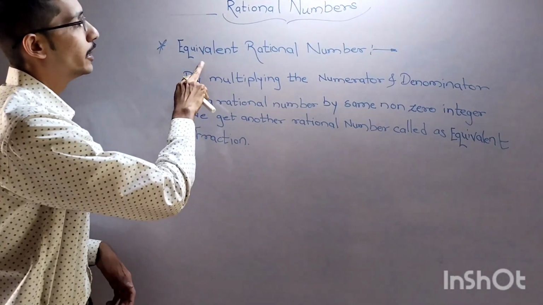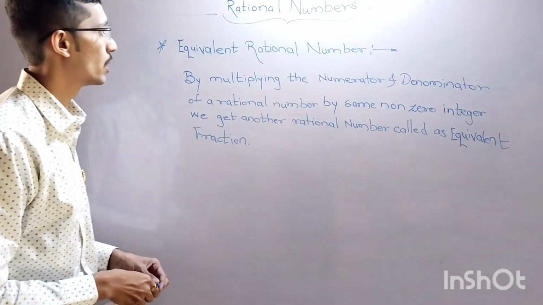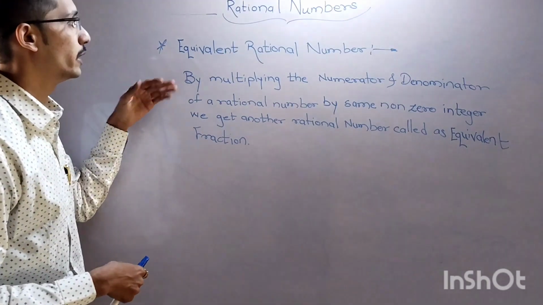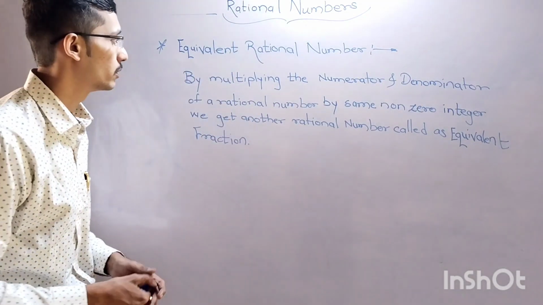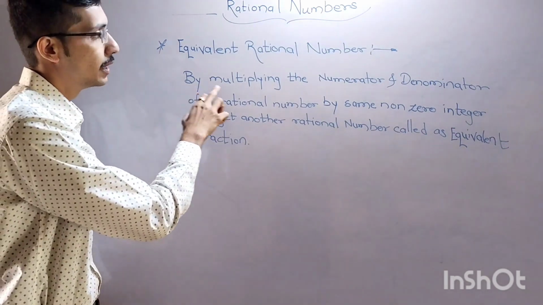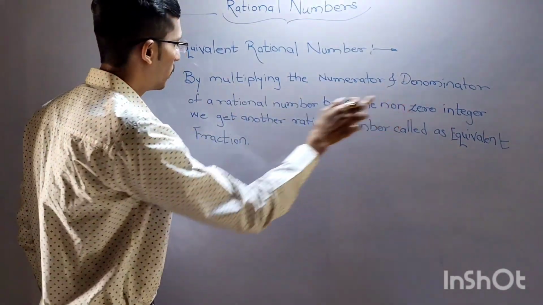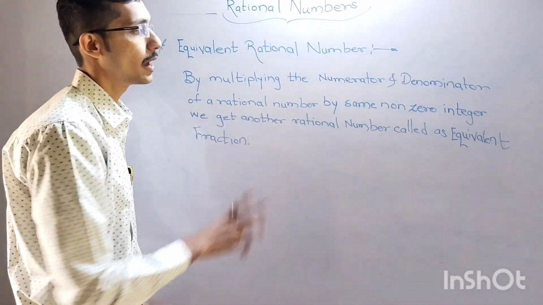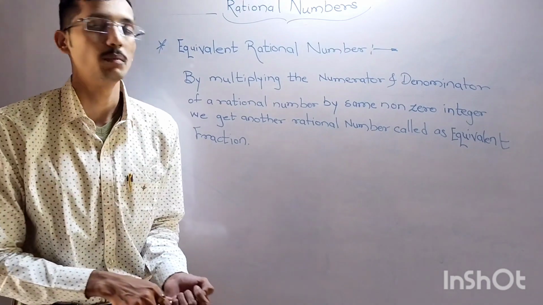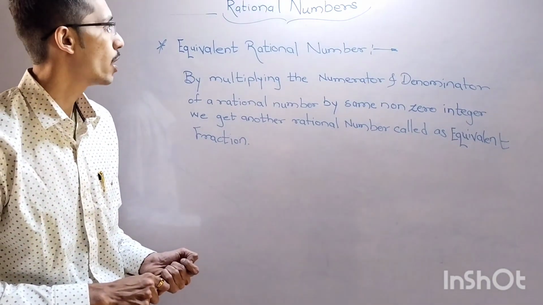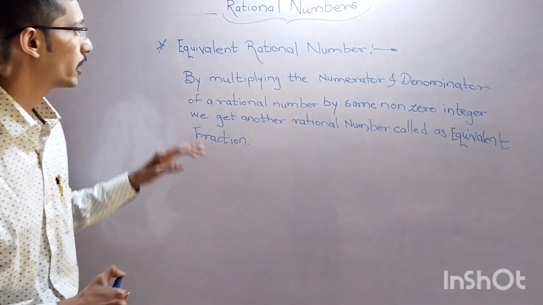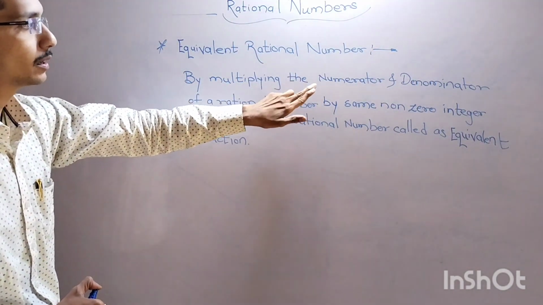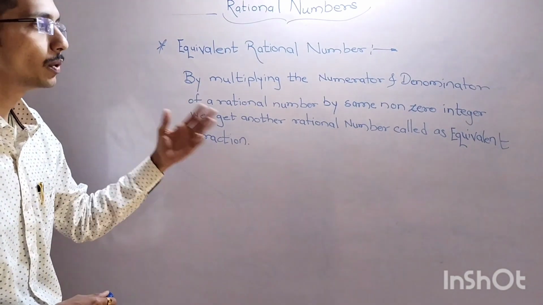Now we will see equivalent rational numbers. Till now we have seen rational numbers and why they are needed. The next topic is equivalent rational numbers. By multiplying the numerator and denominator of a rational number by the same non-zero integer, we get another rational number, and that number is called an equivalent rational number.